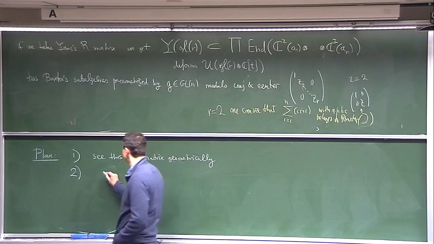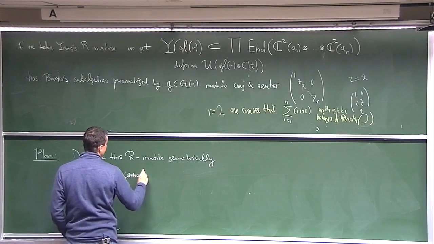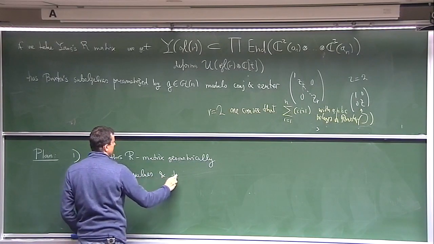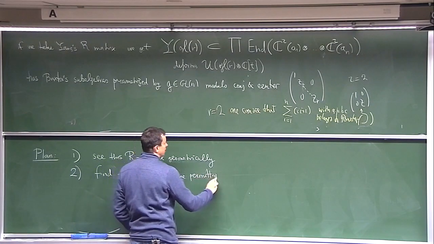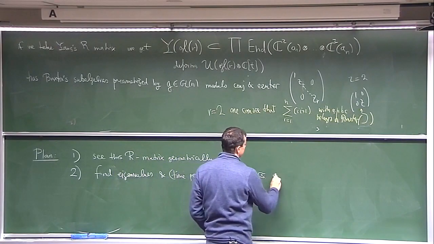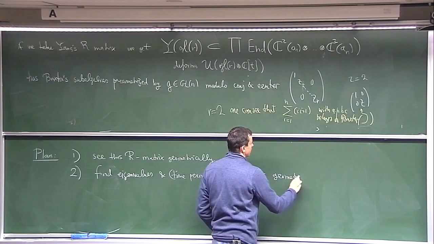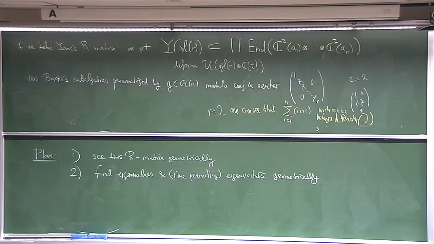Find eigenvalues, and time permitting, eigenvectors, geometrically. You see, if you live here in Kyoto, then you know that geometric representation theory is very powerful. It's concretely powerful. It means you can really solve problems geometrically which are hard to solve in general.